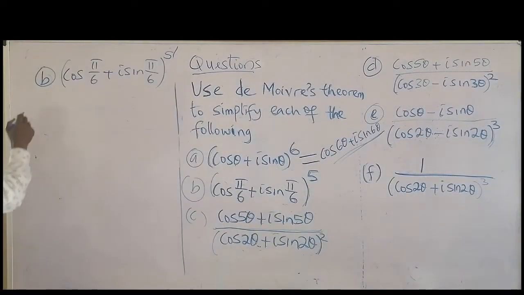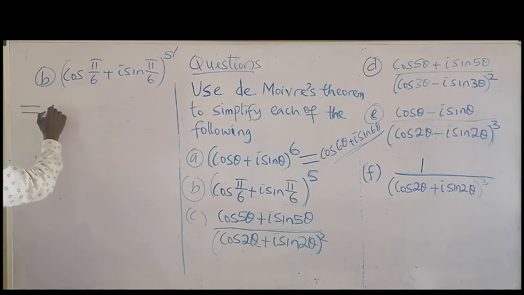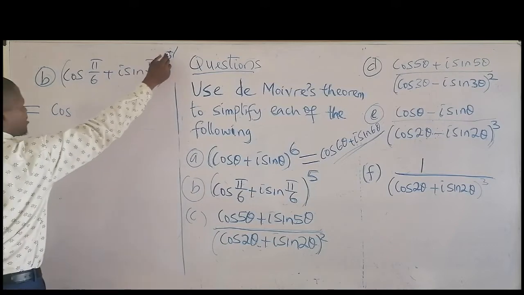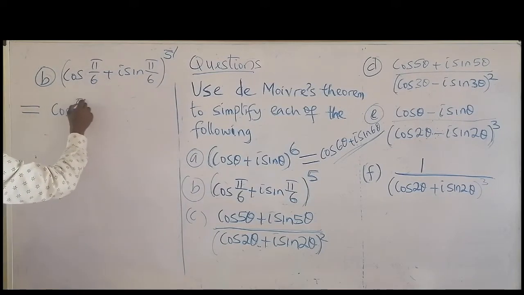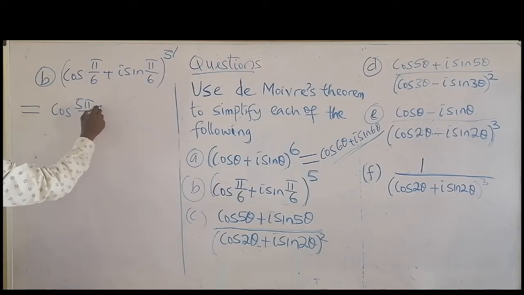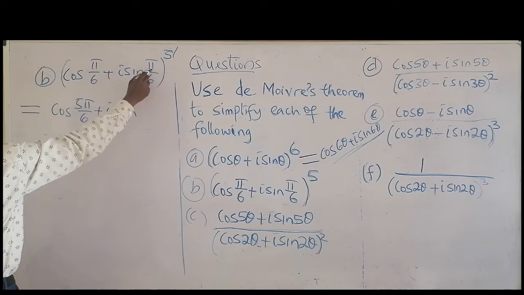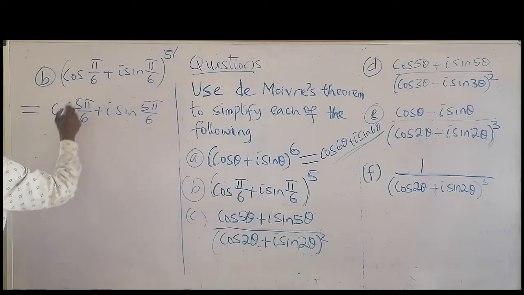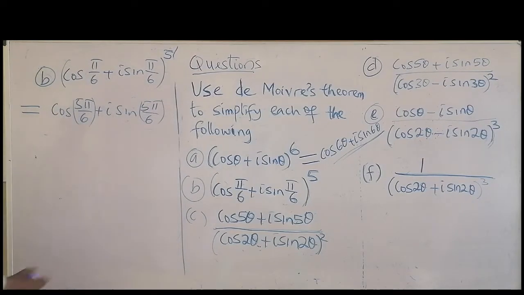The B part is very simple. This will be equal to cos the angle here times the exponent, which is 5. So that will be 5 pi over 6, and then plus i sine, this one also times 5, that's 5 pi over 6. So that's all on the De Moivre theorem.